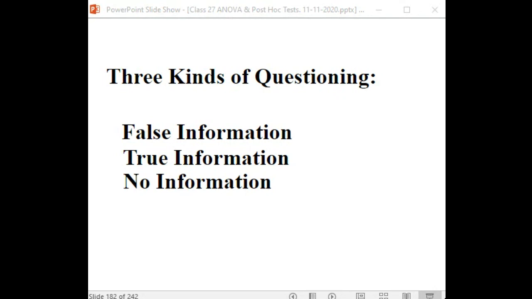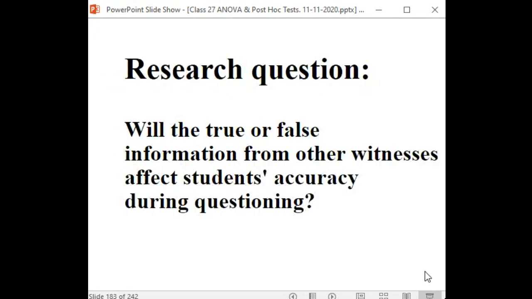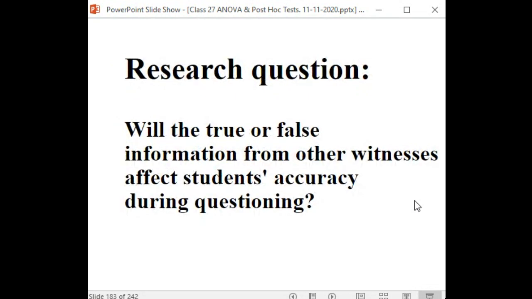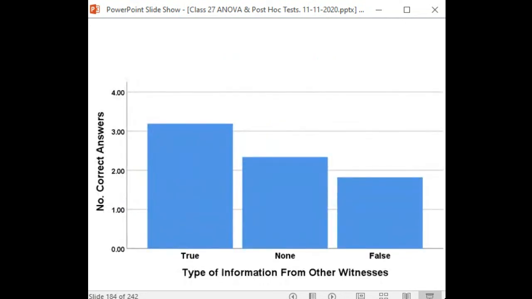And they were asked, I think, about 5 or 6 questions about the theft. The study then studied the number of correct answers they gave to these questions. And the research question of the study was, will the students' accuracy during questioning be affected by the true or false information that they were given? So will this true or false information affect the number of correct or incorrect answers that the students gave when they were questioned? Now here's the results.